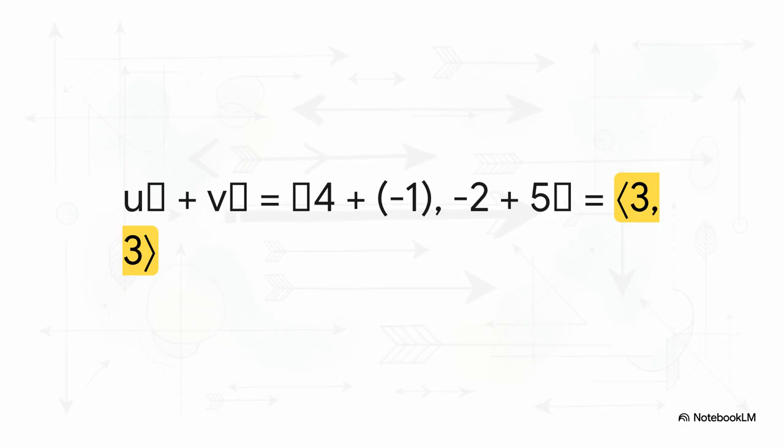First, we add the x components. 4 plus -1 is 3. Then we add the y components. -2 plus 5 is also 3. So the final resultant vector is just 3, 3. See? Not too bad, right?